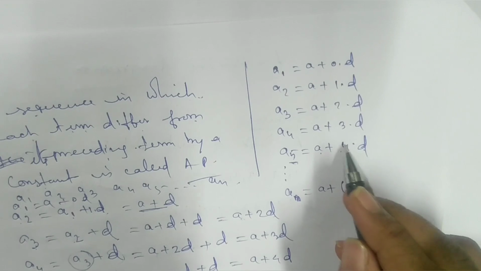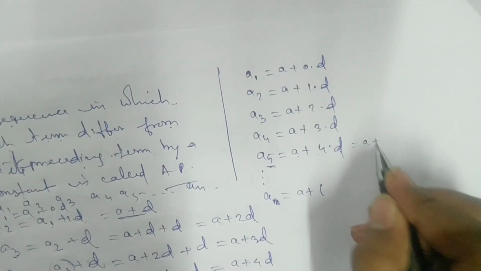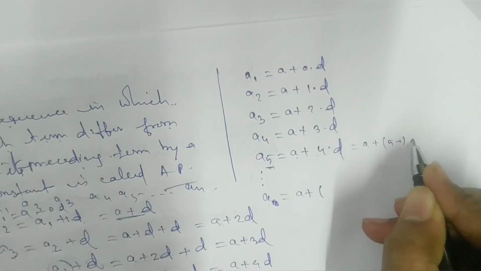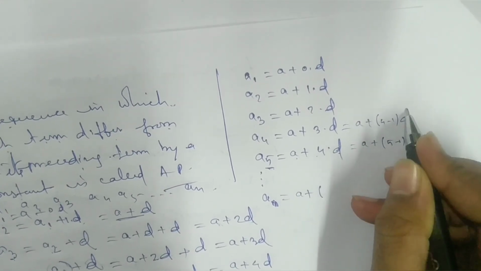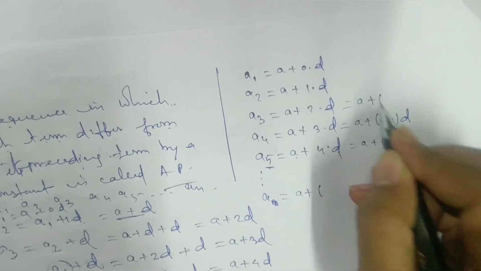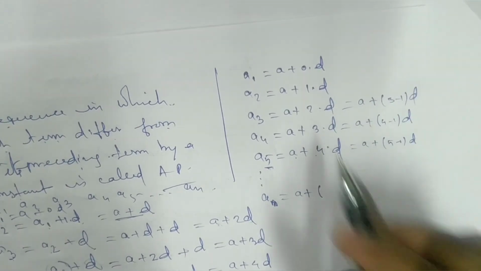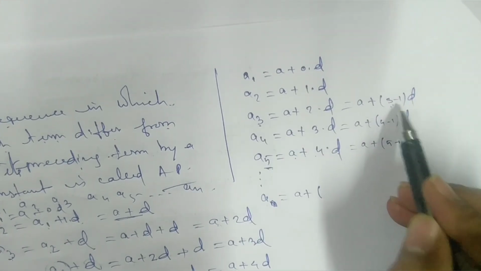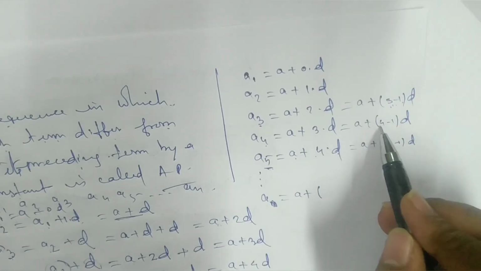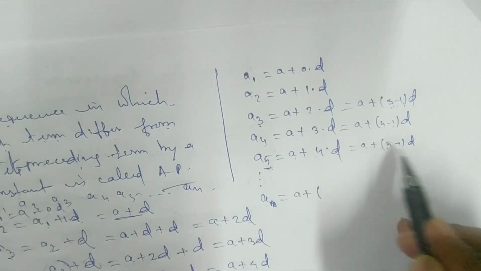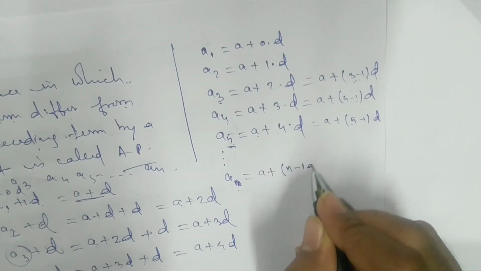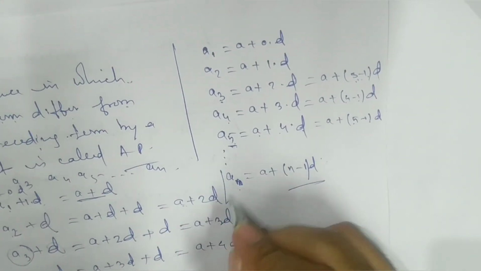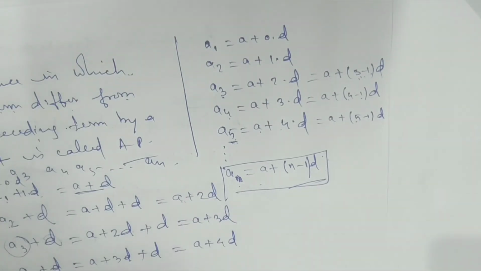That means this is one less than that. We can write A plus (5 minus 1)D. Here also A plus (4 minus 1)D, and here A plus (3 minus 1)D. See here, 3 minus 1, 4 minus 1, 5 minus 1. That means (n minus 1) into D. And this is the nth term of the arithmetic progression.